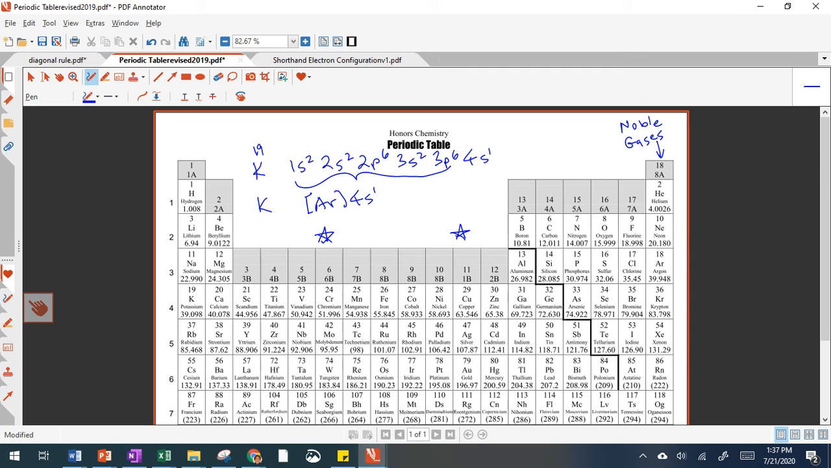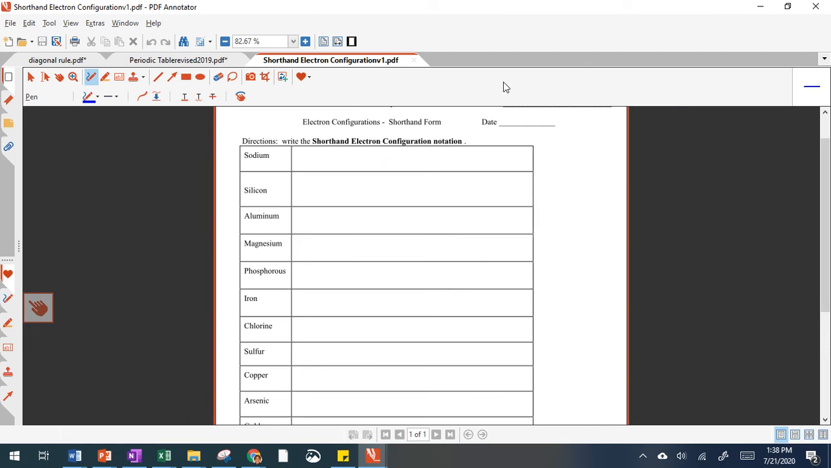So we're only going to be using those to shorten our configurations. What I am going to pull up now is the worksheet that is on Google Classroom. We're going to work through a few of these, so you might want to print that out or get that up from Google Classroom. So let's look at that sheet.